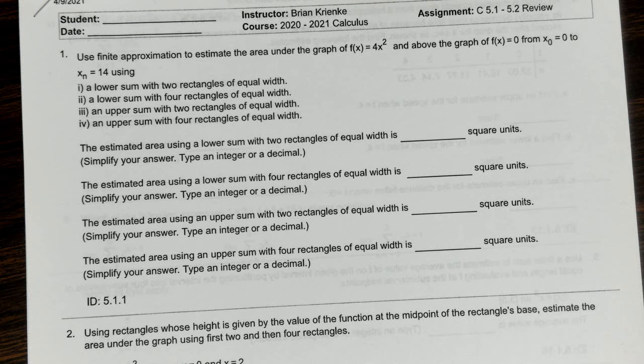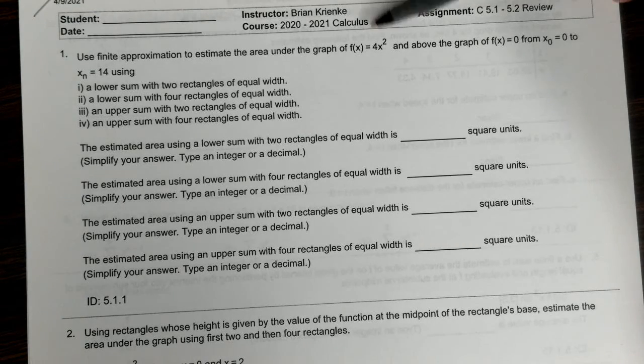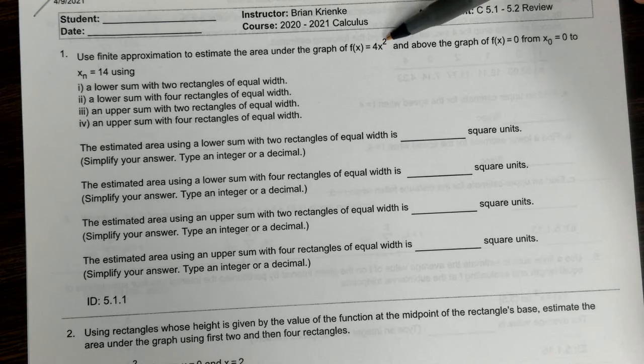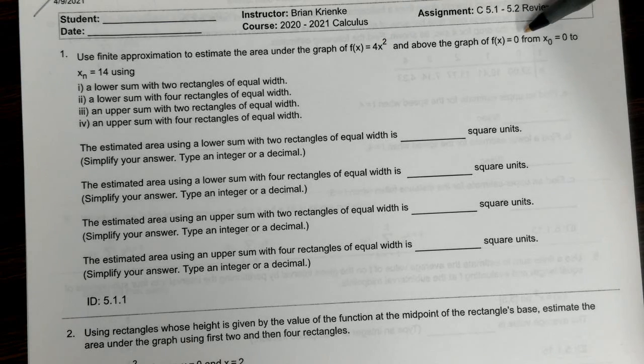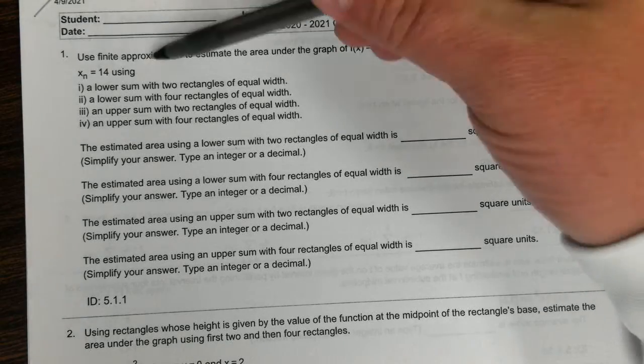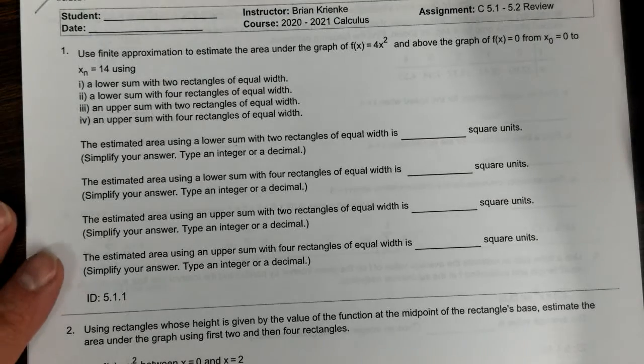Hey everybody, this is your review on 5.1 to 5.2. So on this one, you have f of x equal 4x squared, and you're going from 0 to 14. So there's a couple of things to mention.